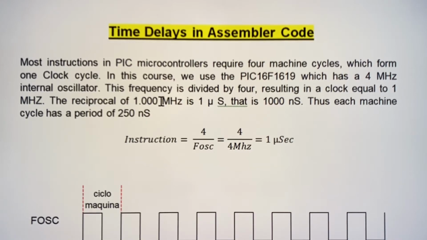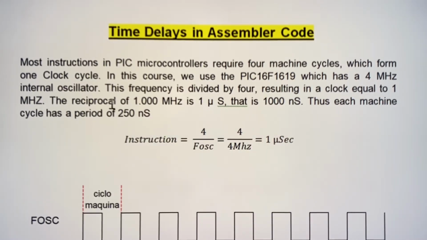This is Professor Jimenez. Today we will see time delays in assembler code. Most instructions in PIC microcontrollers require 4 machine cycles, which form 1 clock cycle. In this class, we use the PIC 16F1618, which has a 4 MHz internal oscillator, and the frequency internally is divided by 4, resulting in a clock equal to 1 MHz.